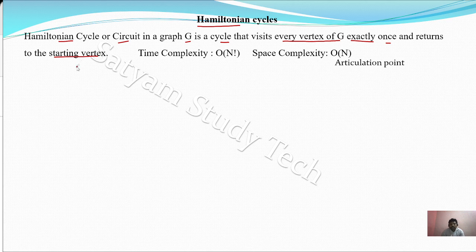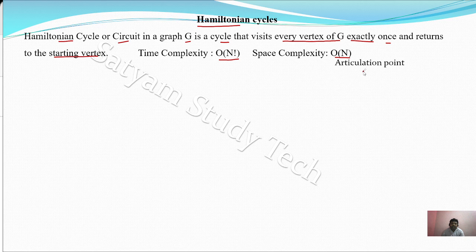Here also, as with the traveling salesperson problem, you can solve it using the backtracking approach. You can find all possible solutions, then pick the best one. The time complexity of the Hamiltonian cycle is O(n factorial), and the space complexity is O(n). So what is meant by an articulation point?